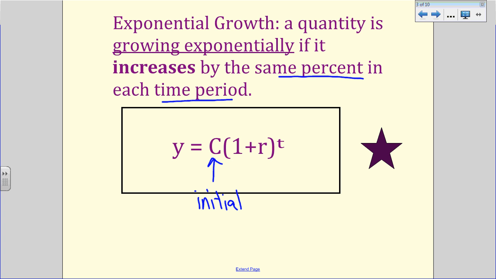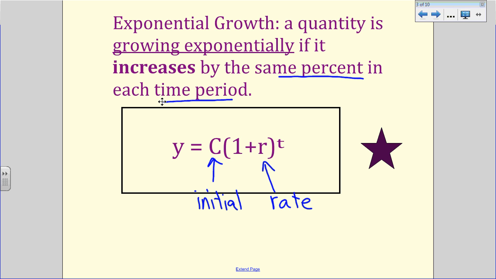I don't believe I have those labeled on your notes, do I, ladies and gentlemen? All right, so these would be things that we look at. C just stands for your initial. Where C comes from, I'm not quite sure. R stands for rate.